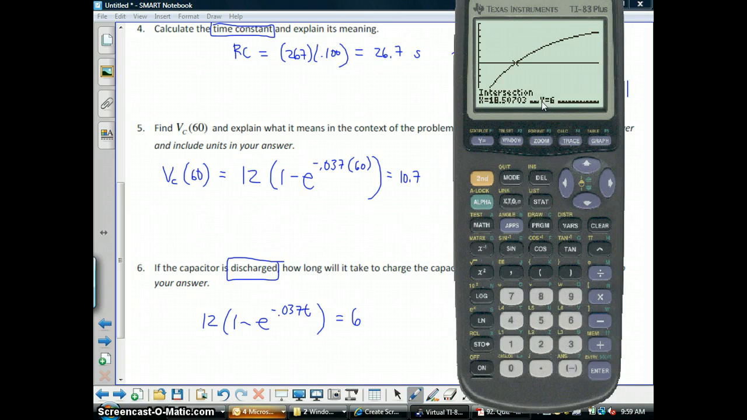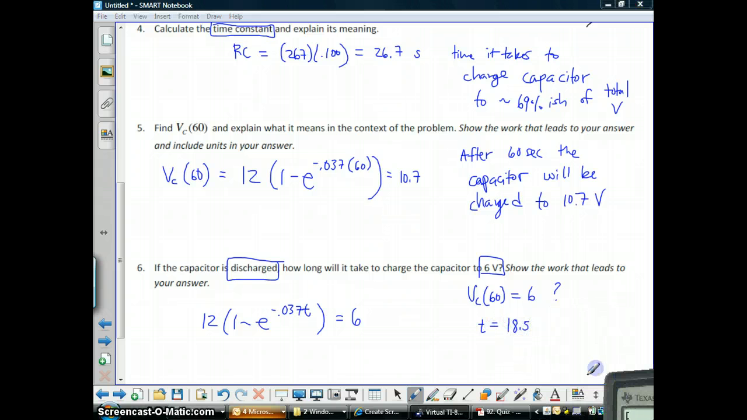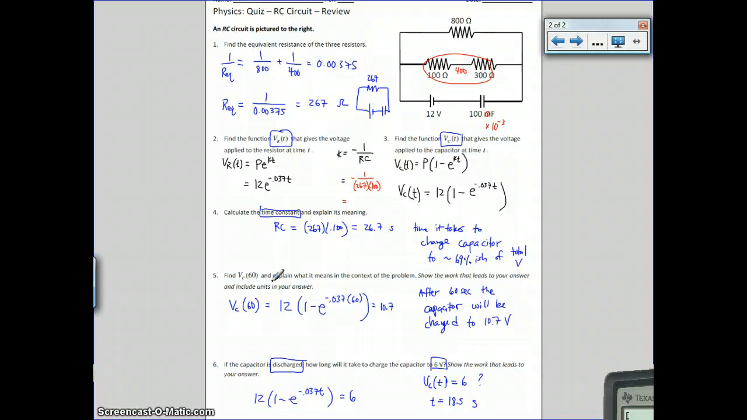So voltage will be 6 at about 18.5 seconds. So T equals 18.5 seconds.